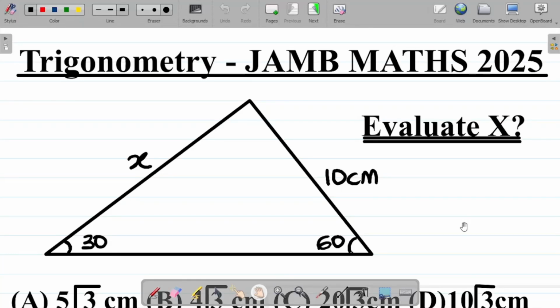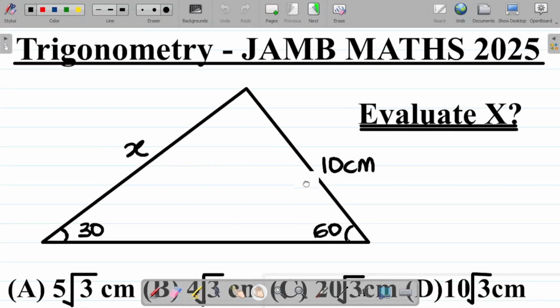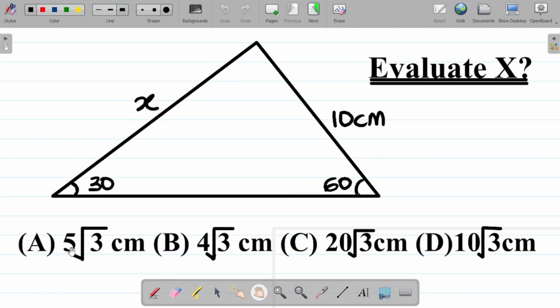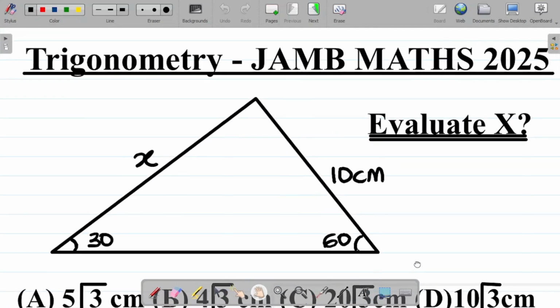In this video, we'll be trying to solve the JAMB Mathematics 2025 question on trigonometry. You're given this triangle and asked to evaluate the value of x from this figure. The options are: A, 5 root 3 centimeters; B, 4 root 3 centimeters; C, 20 root 3 centimeters; and D, 10 root 3 centimeters. Now, how do you solve this question?